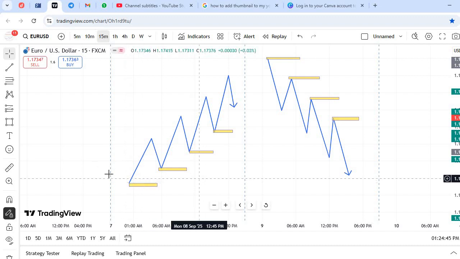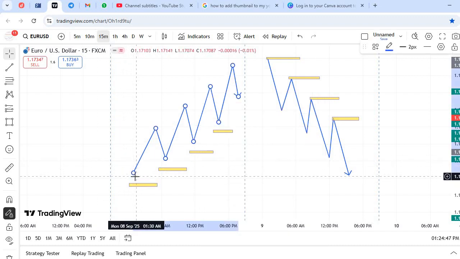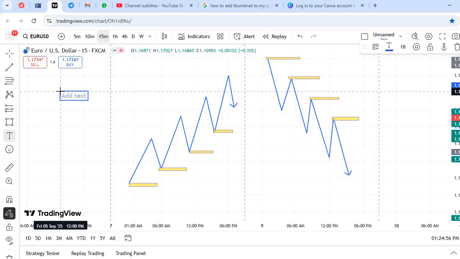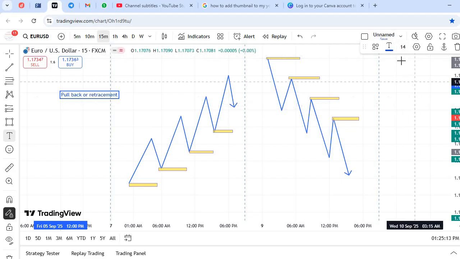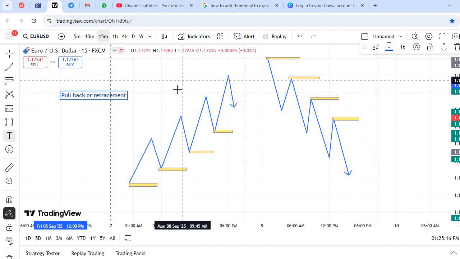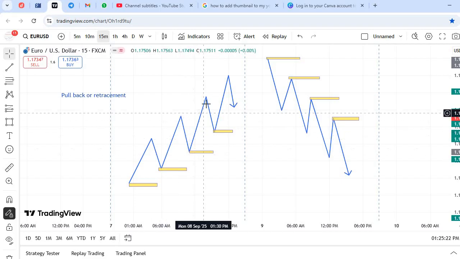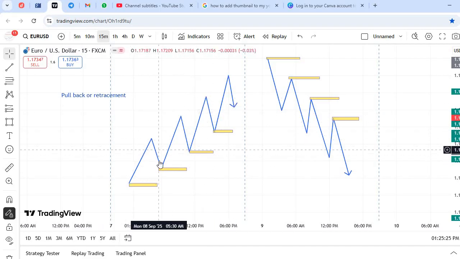So now we have a push or an impulse move, then a pullback or a retracement. This is a pullback or retracement. Okay, so this is a pullback or a retracement, a push up, pullback. Now we can say that we have a push, a pullback.